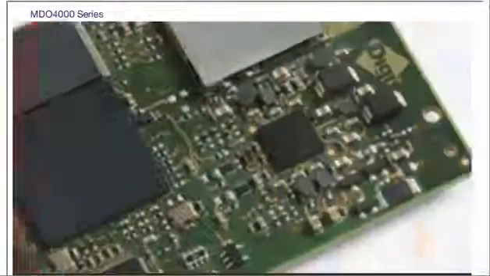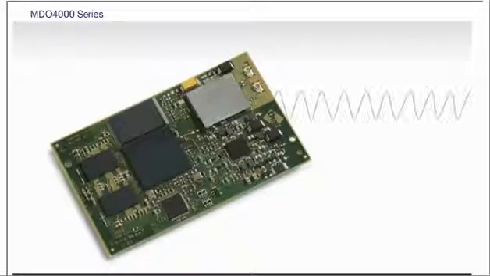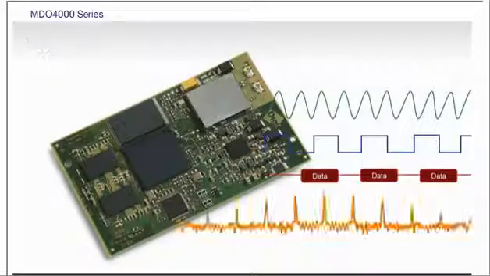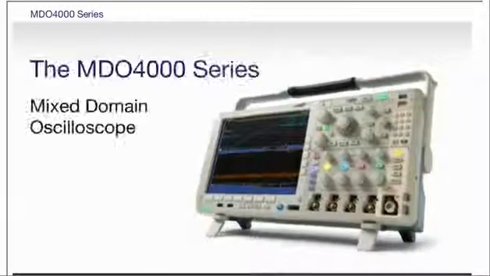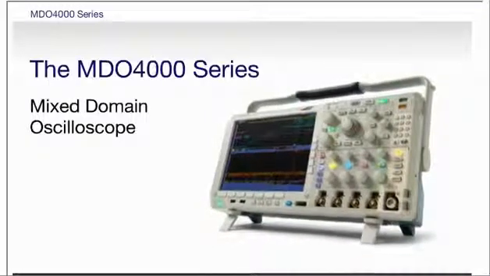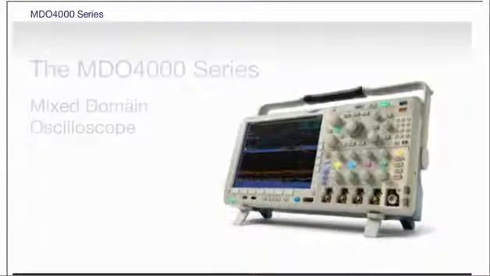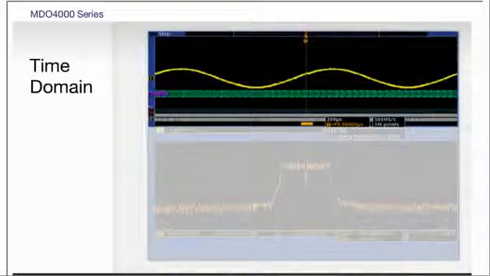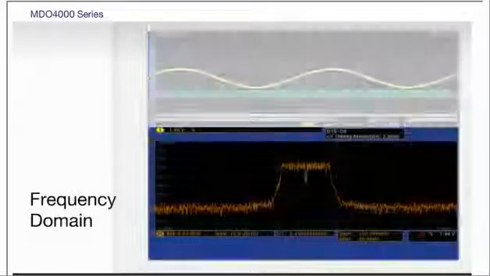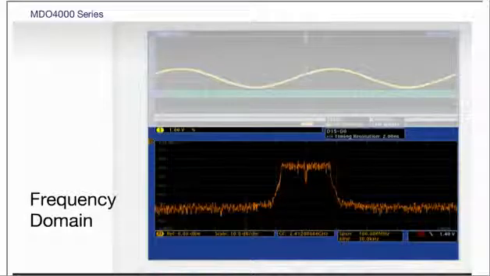Today's complex wireless-enabled designs require looking at analog, digital, and RF signals to debug system problems. With the MDO4000 series, you can analyze all of your signals fast. The upper half of the display shows you the time domain view of your analog and digital signals, just as you would expect from an oscilloscope, while the bottom half shows you the spectrum of your RF input signal.